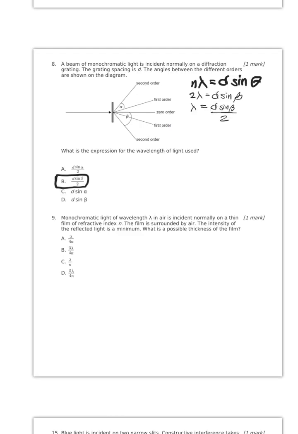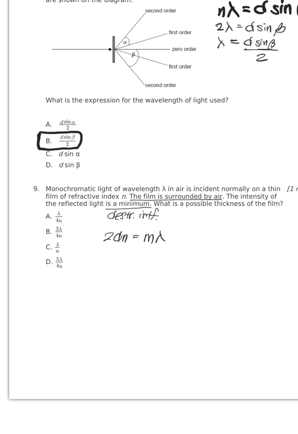Okay, number 9, thin film question. It says it's surrounded by air, so I'm assuming that it's on both sides, top and bottom is air, so then the data booklet equations don't need to be flipped. They are good as they are. It says the intensity of the reflected light is at a minimum. So a minimum tells me destructive interference. Here's our equation for destructive interference: 2dn equals m lambda. Solving for d, that gives us m lambda over 2n.